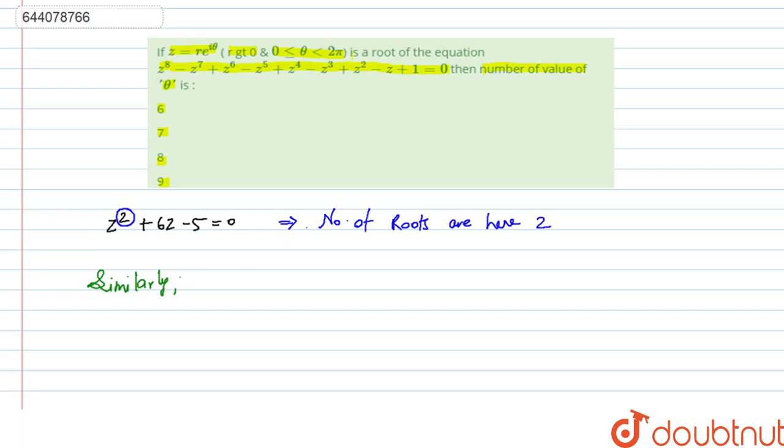Similarly, the number of roots for the equation z raised to power 8 minus z^7 plus z^6 minus z^5 plus z^4 minus z^3 plus z^2 minus z plus 1 equals 0 will be 8.